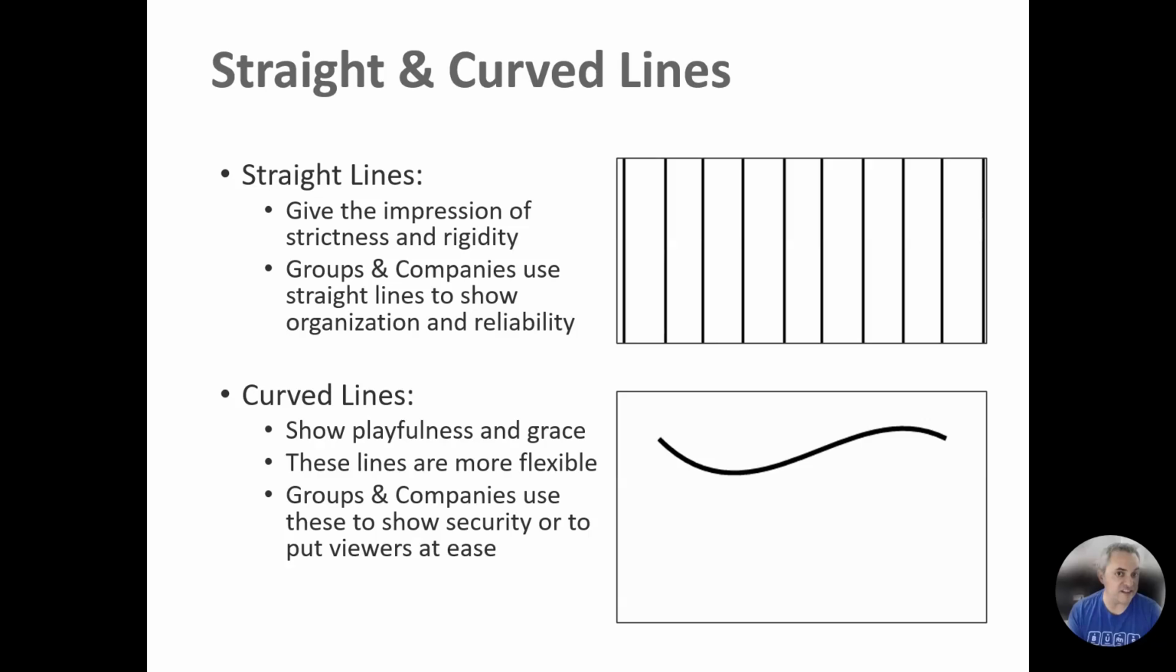For example, straight lines give the impression of strictness and rigidity, helps people trust something because they see this thing as consistency and organization, makes it reliable. Companies use this to showcase organization and reliability on another level.